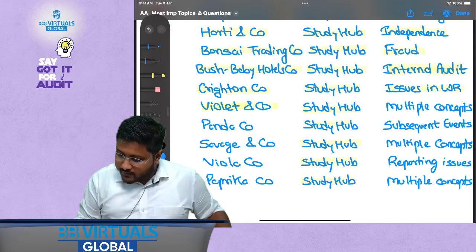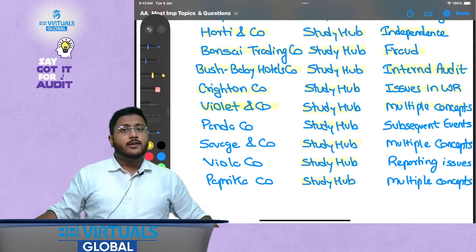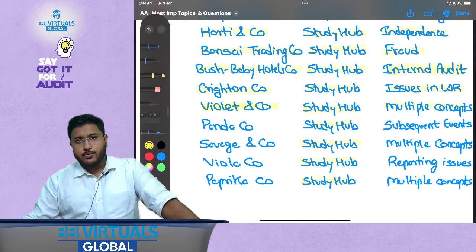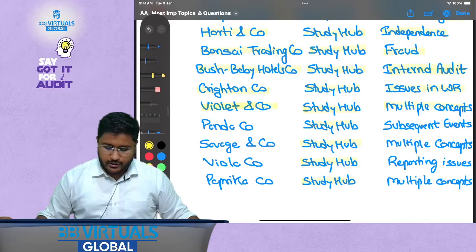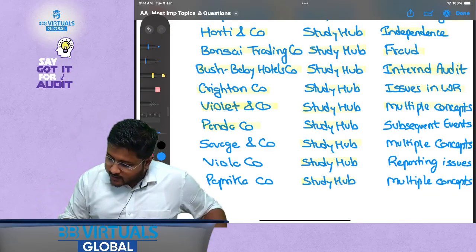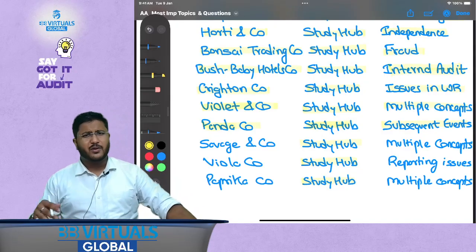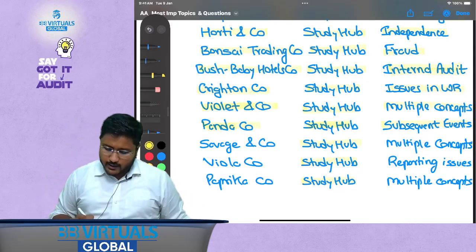Then Violet and Company. When I say Violet and Company, this again tests multiple concepts, and this becomes an important question. I have personally solved it in my class, and this is a very good question. Panda Company Study Hub talks about subsequent events, but in a different way. That is why we have again kept it.